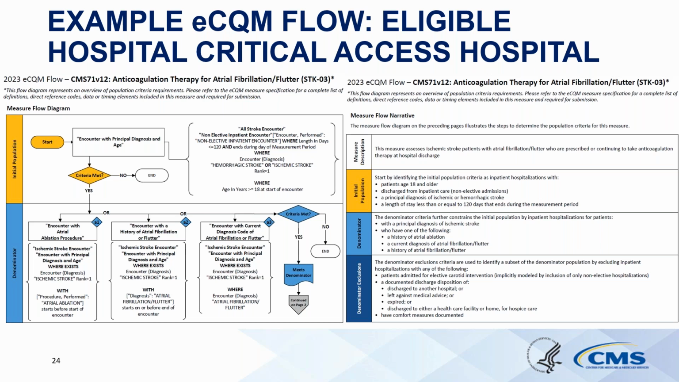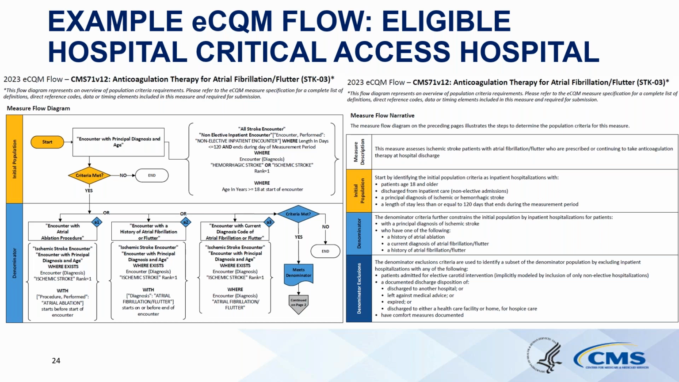Typically for the eligible hospital flows, we see the CQL definitions are included in the rectangular boxes, which I understand is not easy to see here. And then within the brackets, we include more in-depth details from the CQL logic. This includes such things as nested definitions, value sets, data types, timing elements, et cetera. On the right-hand portion of the screen, each portion of the measure flow diagram also coincides with the measure flow narrative. And as we see here, it's more of a listing out of the criteria as opposed to representing it through the flow. So they kind of go hand in hand here.